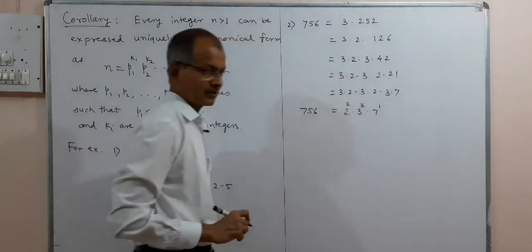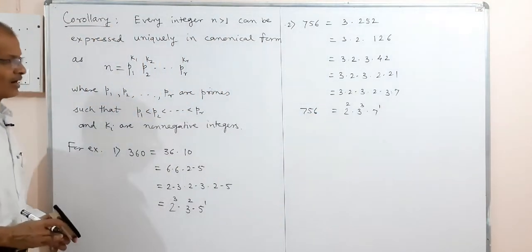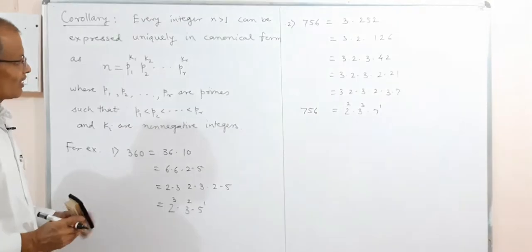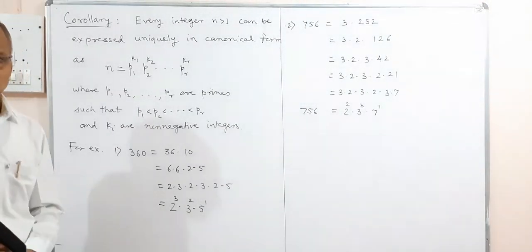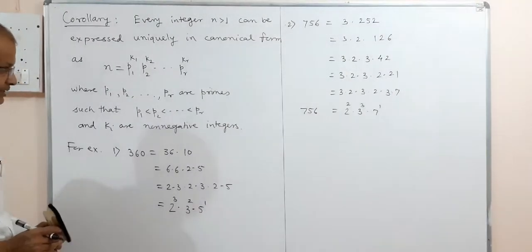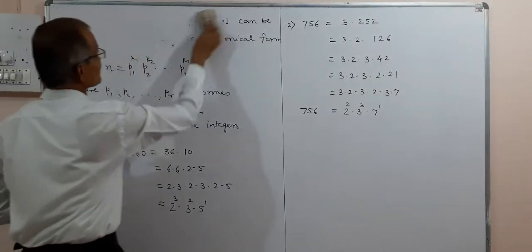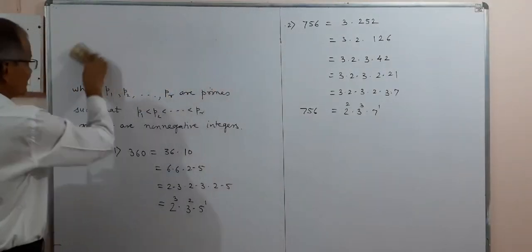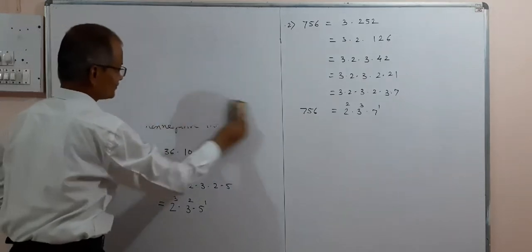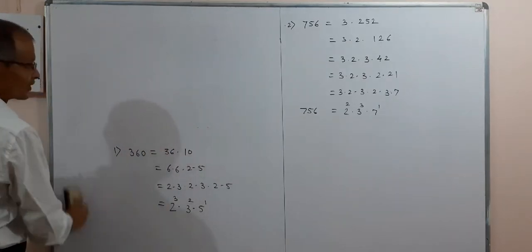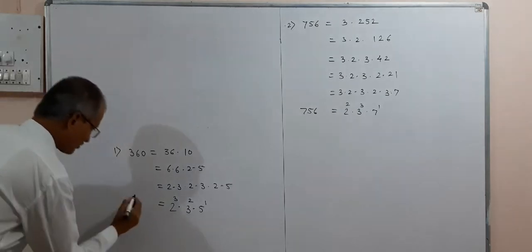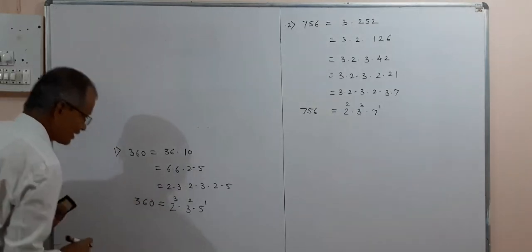Now this canonical form is useful to obtain the greatest common divisor of two integers. Now how it can be done, that we shall see. So we can write this as a remark.